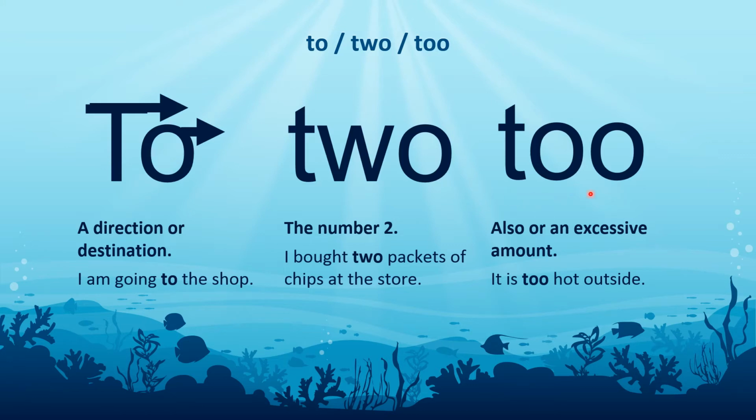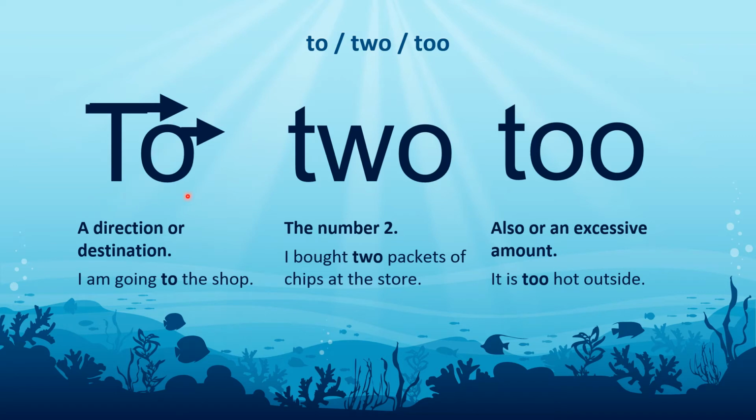Then we get to T-O-O. And this one is the one that is most often not used correctly. And that is because it is a word that a lot of people don't understand its usage. So when we use T-O-O, we are looking at also or an excessive amount. It is too hot outside. I would like to go to the party too. Okay? So, the difference is between this one and this one.